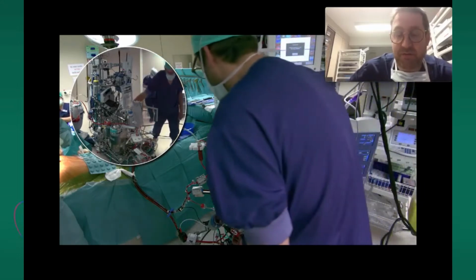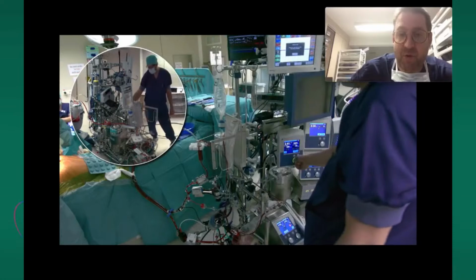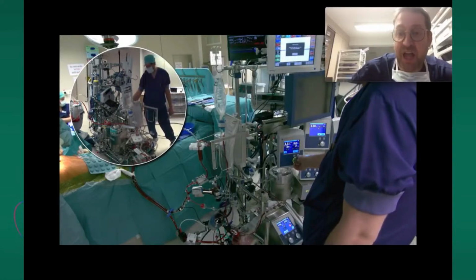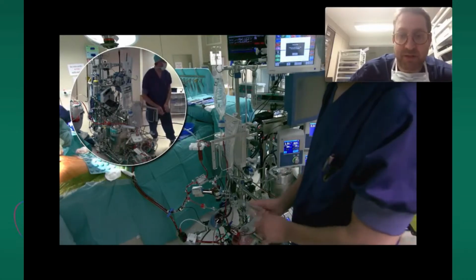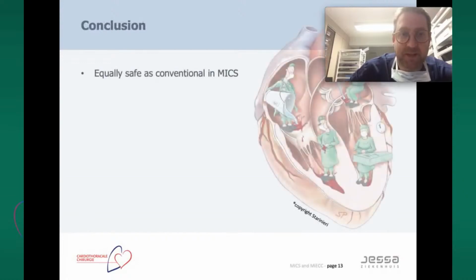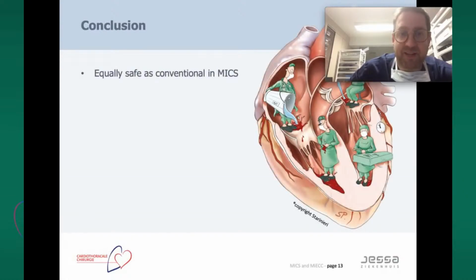So most of the time we have some smaller cannulas. So be aware of your arterial line pressures and also your venous line pressures. Also very, very important. So to conclude, it can be equally safe as conventional in MIECT. Just know your system, you know the procedures, you know what the system needs to have a safe procedure.